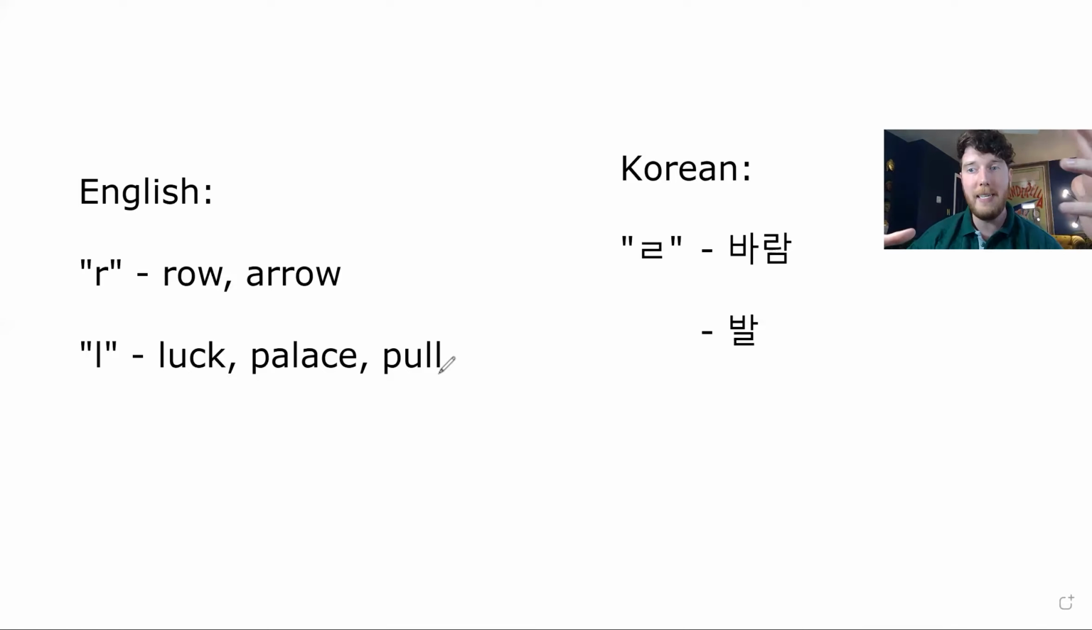And so what I'd like to see if we can just accomplish right now is this idea that R, represented in English by this symbol, R, is its own concept. It's its own understanding of a consonant. And L or La is also similarly, but separately, its own concept of a consonant. That and luck, palace, and pull are one thing, and row and arrow are its own thing.